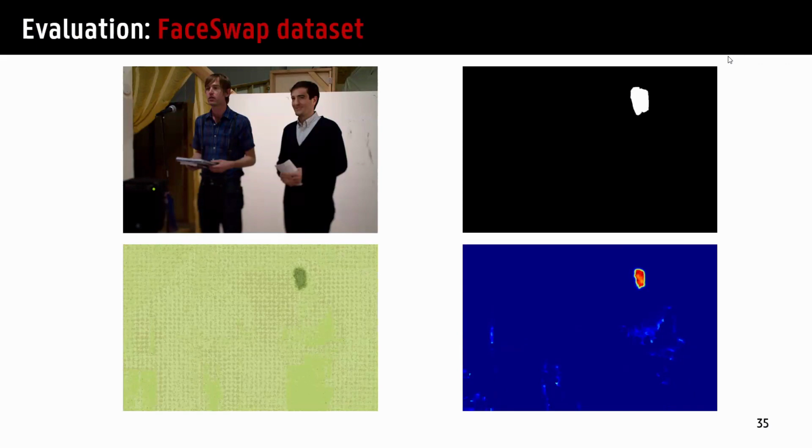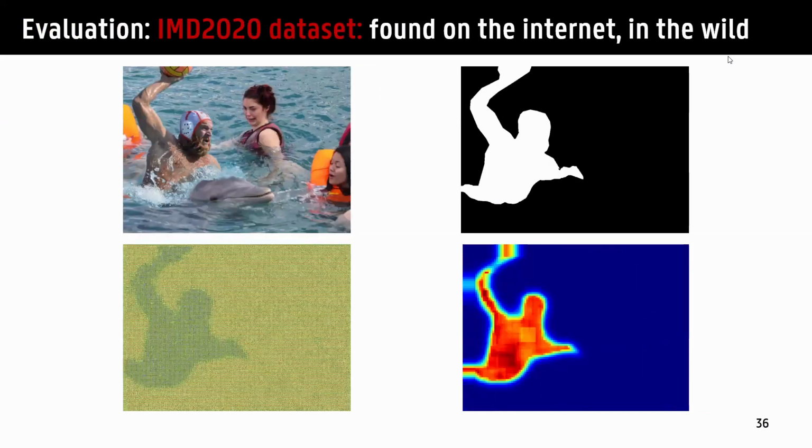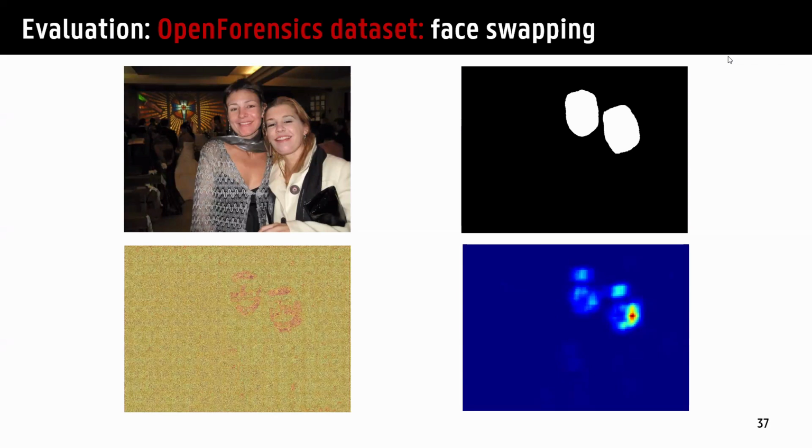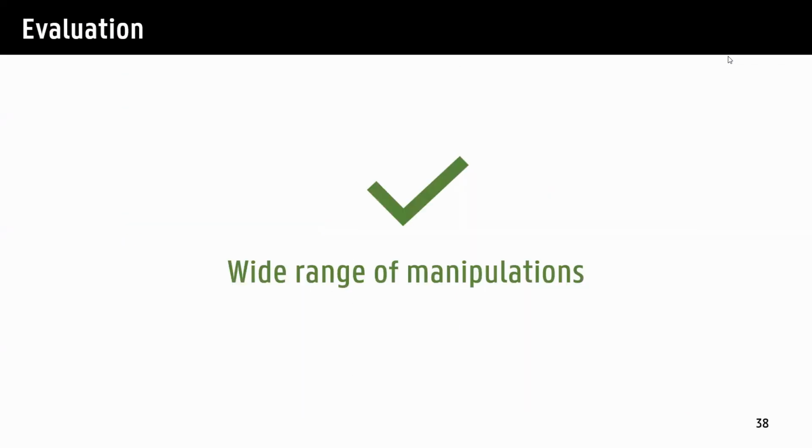Then we have this face swap data set where, as the name says, we do a face swap, which also we see that here it works okay. Then we have the IMD 2020 dataset, which consists of a bunch of images found on the internet. So this basically mimics in the wild circumstances quite well. And these are mostly Photoshop-like images. Then we also have the Open Forensics dataset, which is a huge dataset full of face swaps, also of multiple faces at the same time. So these cherry-picked examples show already that Comprint can handle a wide range of manipulations.